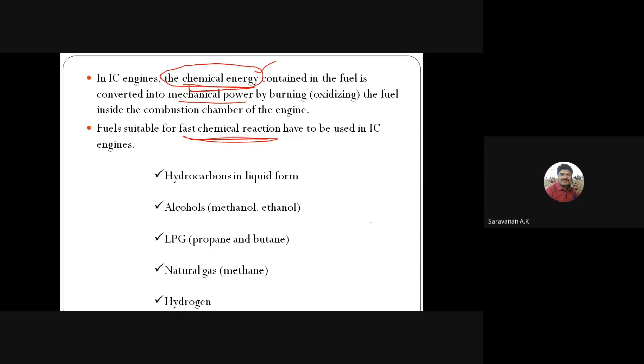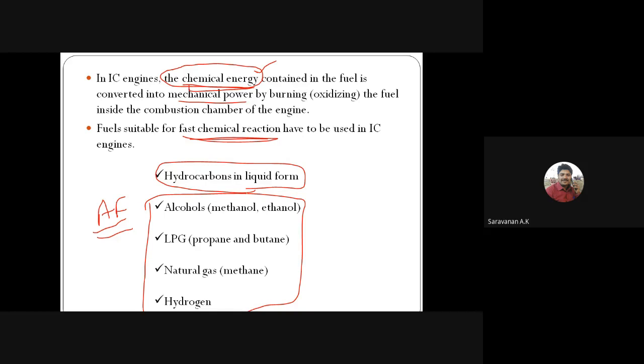Correct. So the fuels generally are classified into two categories, right? One is the liquid form of hydrocarbons, and the remaining are all the alternative fuels. So one is in the form of hydrocarbons in the liquid form, and some alternative fuels, right? இதெல்லாம் alternative fuels. So these are the classifications for the fuels used for the IC engines. IC engine means either spark ignition or CI engines, compression ignition engines, right?